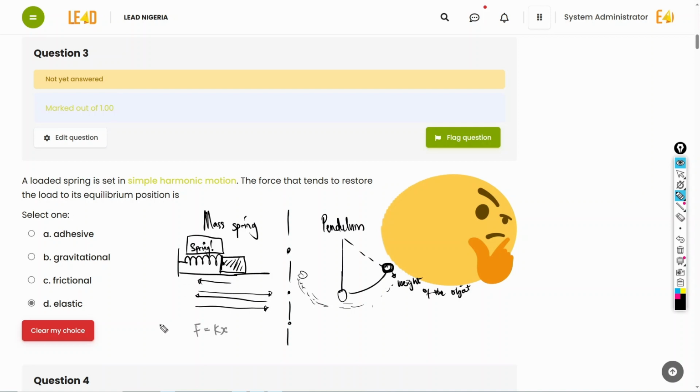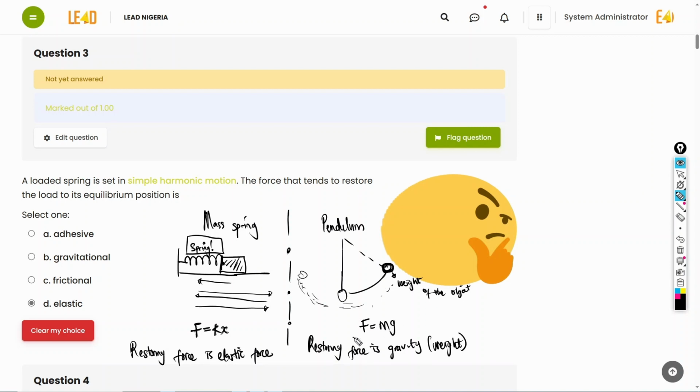So in summary, for a mass spring system, the restoring force is the elastic force. For a pendulum, the restoring force is gravity, bracket, the weight. Here it's F is equal to kx, like I said, but here it is F is equal to mg, or W is equal to mg. Okay, so now we know the restoring force for both systems.